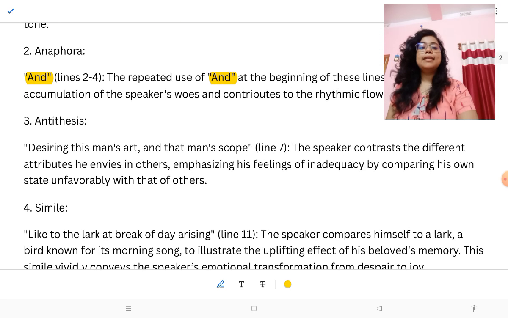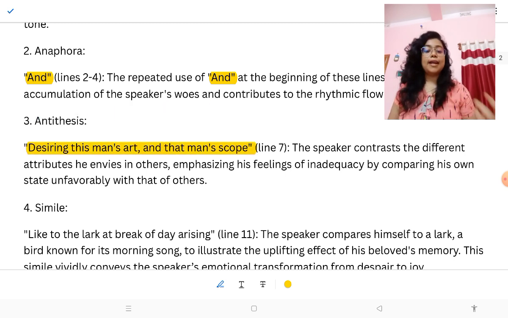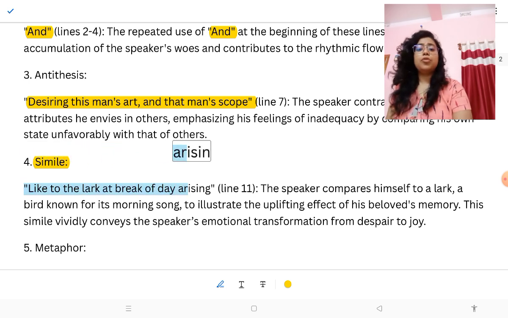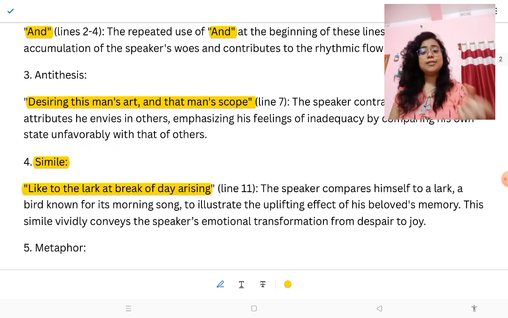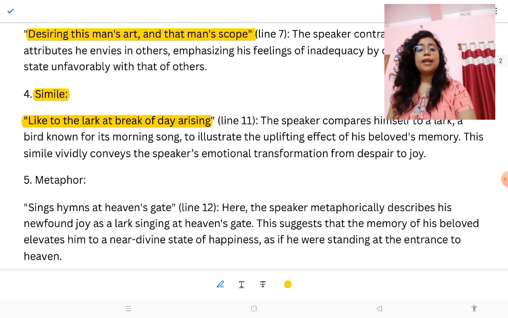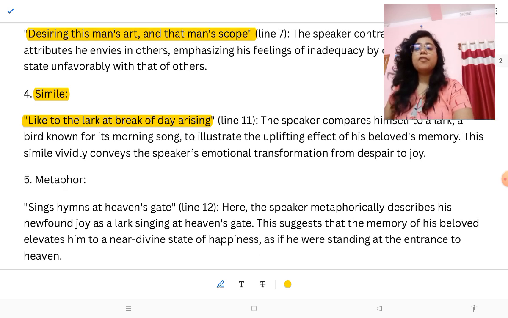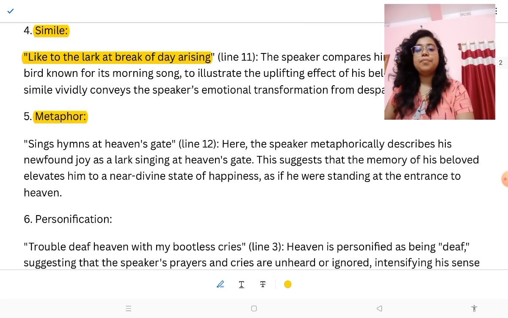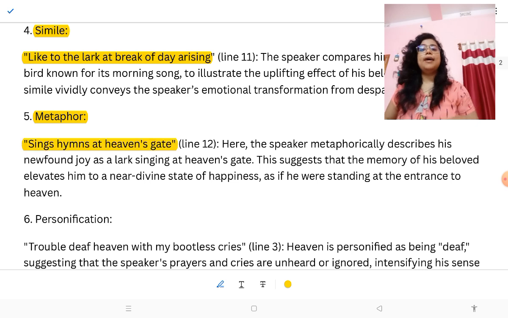Then antithesis means contrast of two ideas. Here, "desiring this man's art and that man's scope", he is comparing himself with the others' opportunities. These are antithesis. Simile is easy. Simile means comparison using the words like or as: "like to the lark at break of day arising". Metaphor is also a comparison, but the comparison is implicit, not explicit. Simile is explicit and metaphor is implicit. Same in "hymns at heaven's gate".